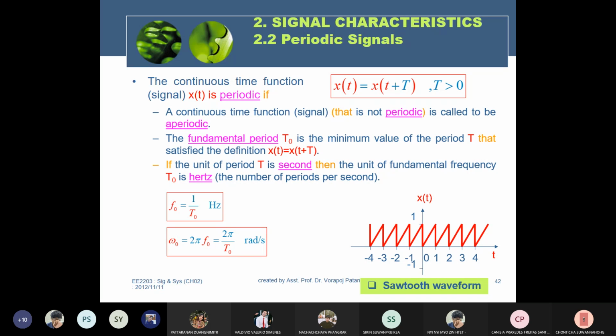The Fourier transform and the Fourier series usually use omega. In this case, T naught equals the fundamental period, 1 second, or 1 hertz, 1 divided by 1 hertz. Omega equals 2 pi f, or 2 pi times 1, radian per second.